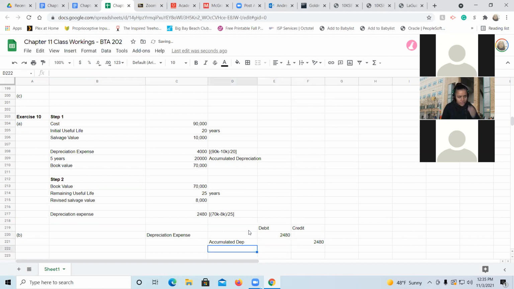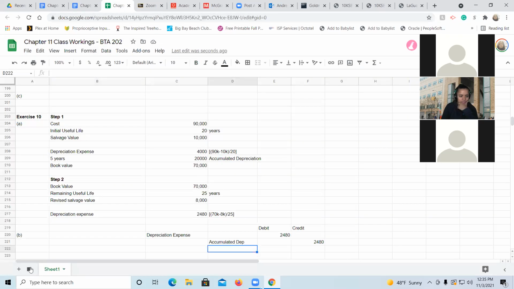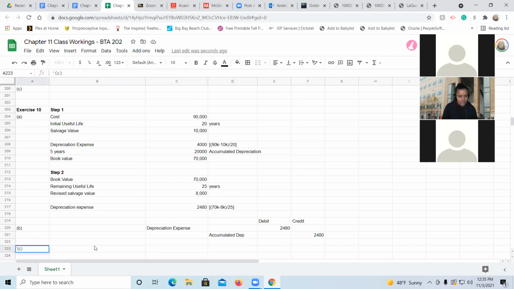And the answer for C, same story. Should we make a change for prior periods? No. And I'll just write no. I'll just copy the answer from above. It's again, change in estimate.